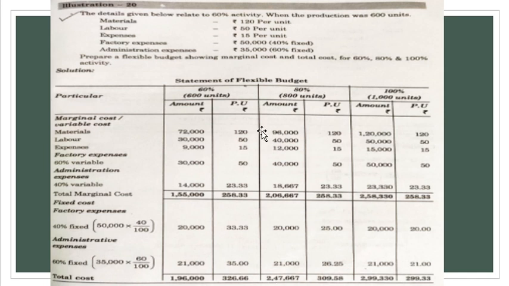For 800 units, the total marginal cost we have got is 2,06,667, plus the fixed expenses 20,000 and 21,000, which gives us 2,47,667. The total cost per unit is 309.58. Now for 1000 units, the total variable cost is 2,58,330. With that, we add the fixed expenses, 20,000 for factory and 21,000 for administration, so the total will be 2,99,330, and the total cost per unit is 299.33. So this is the end of this illustration 12.